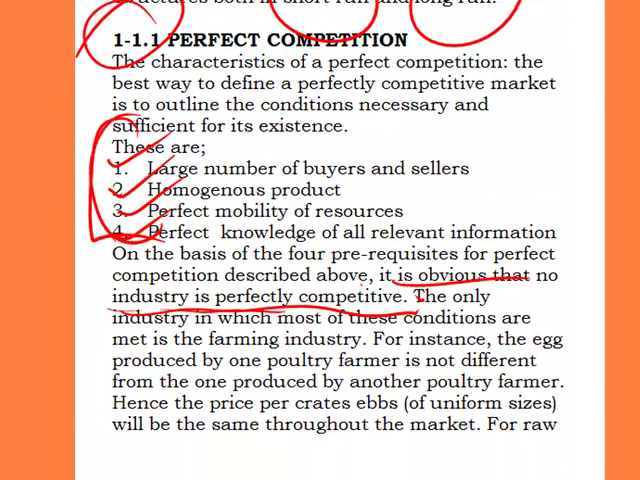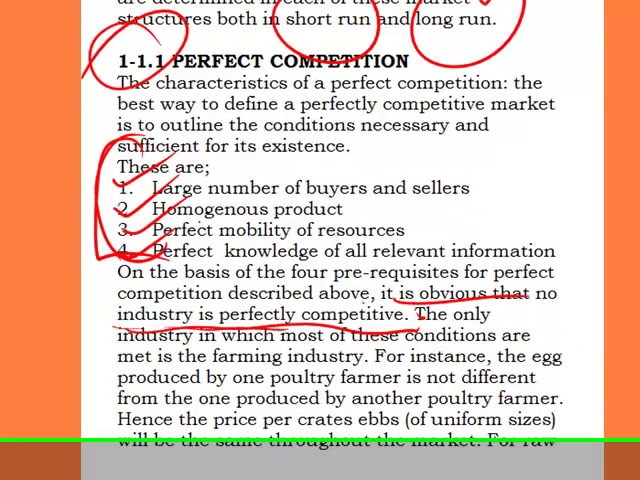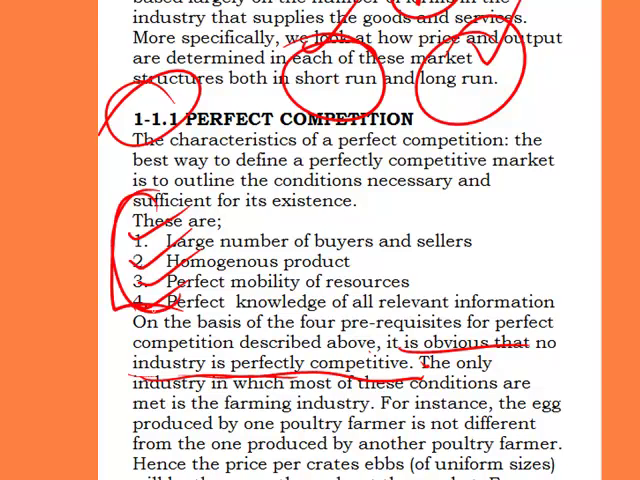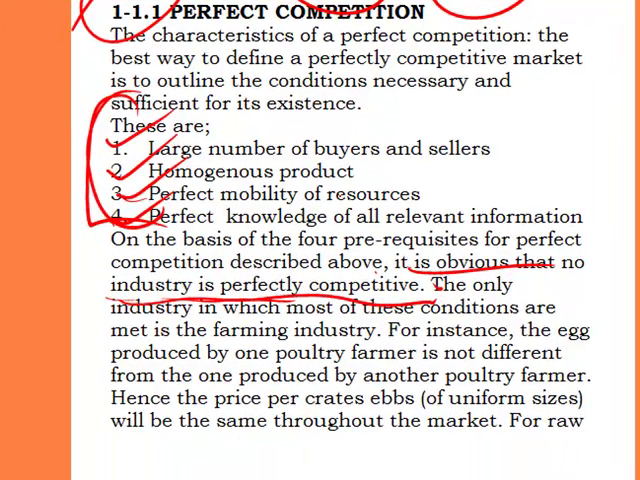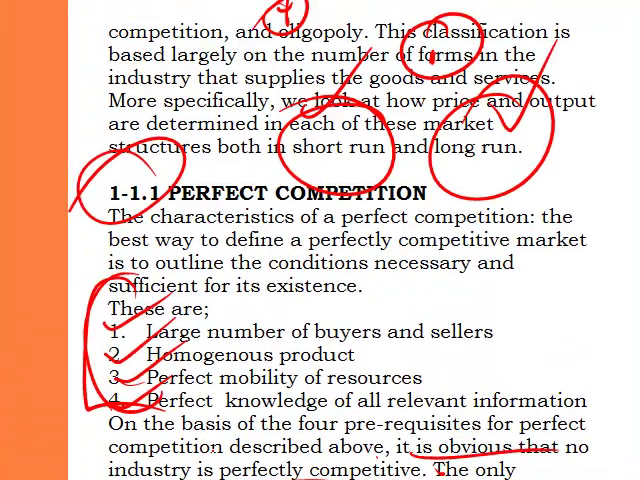Now, the only industry in which most of these conditions are met is the farming industry. In the farming industry, there are a large number of buyers and sellers. The products are the same. When you produce eggs, it's the same everywhere. There is perfect mobility of resources. You can come in and go out. You can start farming now, and you can decide to go out anytime. There is perfect knowledge of where you can buy your feed and everything at a cheaper price.